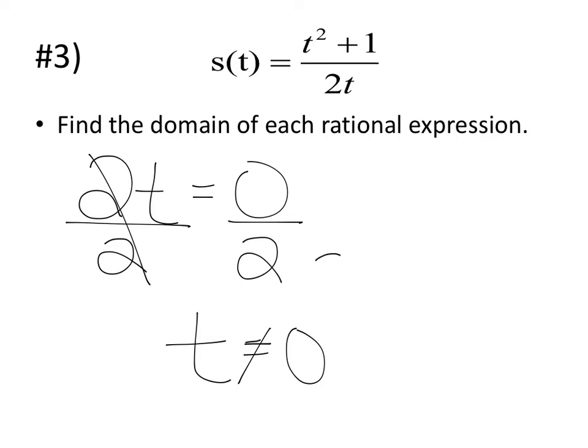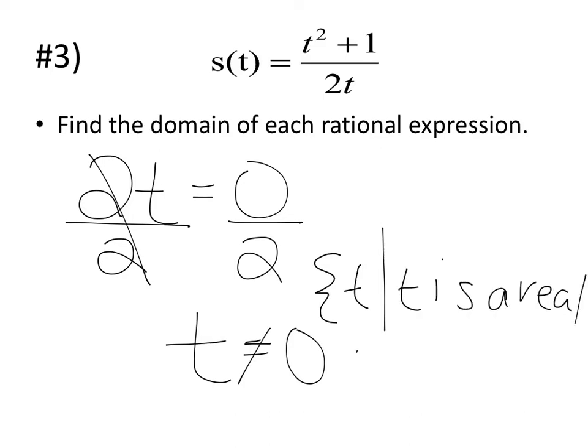So it usually looks something like this. X, or in this case, I'm sorry, it would be t. T is the set, that's what this line means, is the set of numbers such that t is a real number and t cannot be 0, is how it would be written.